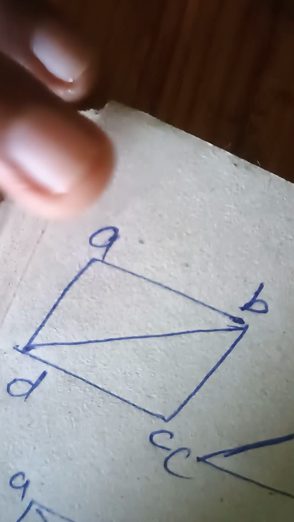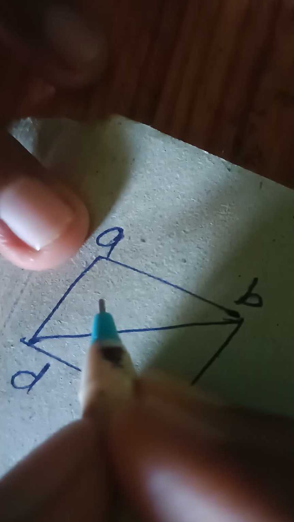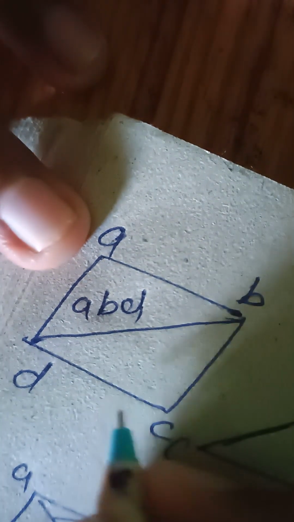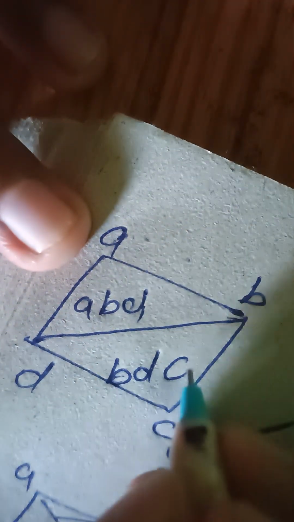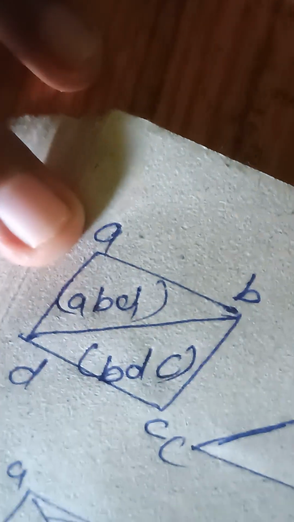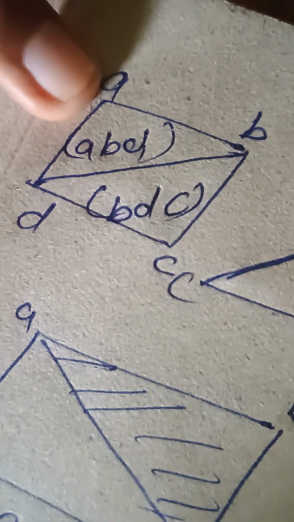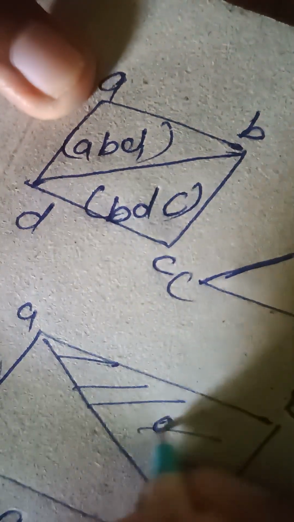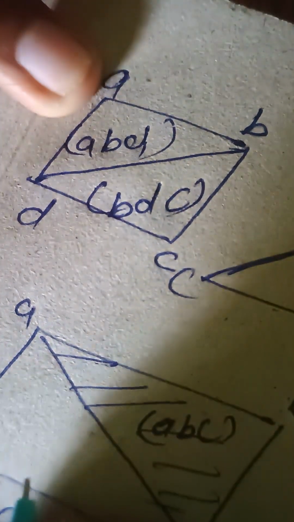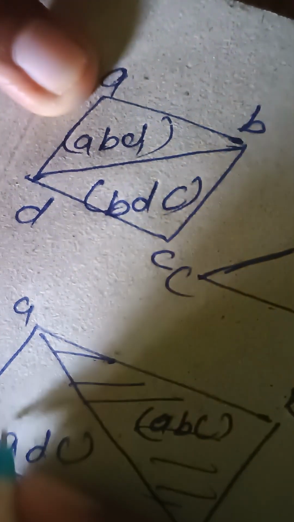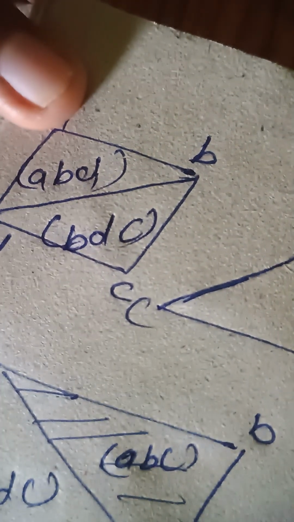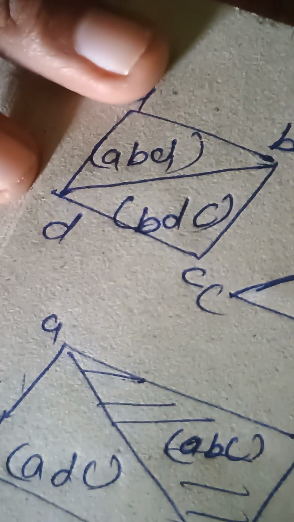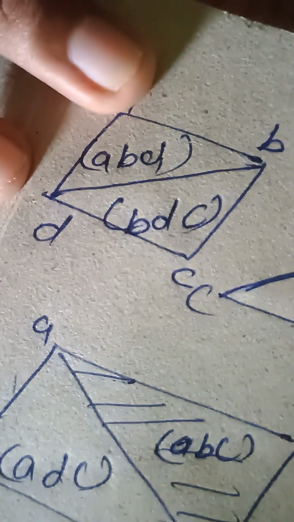What about the other one? If we consider this triangle, what will be the product? A, B, D, and the lower one B, D, C. It is basically a product. So for this we got A, B, C and A, D, C. Now we have to find the minimum of these two possible combinations of inserting a line.